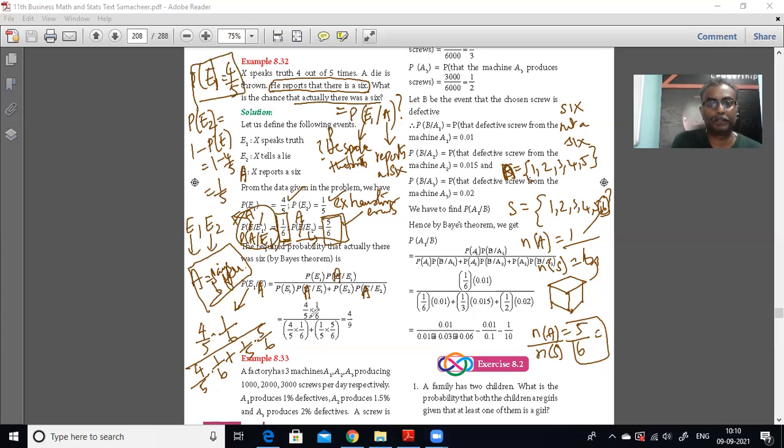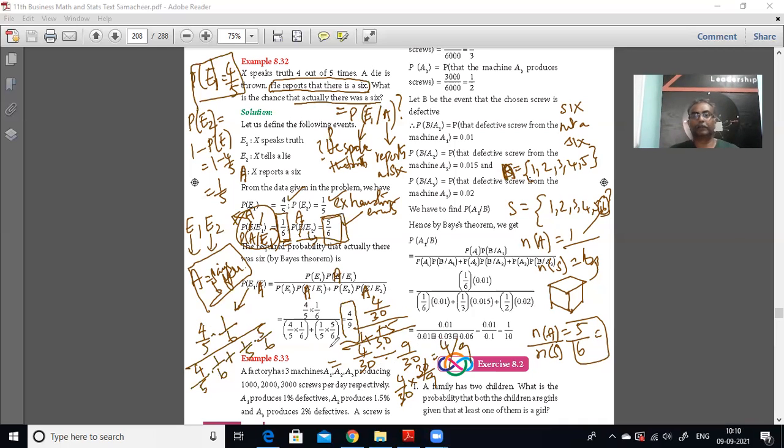Okay. 4 by 5 into 1 by 6 is equal to 4 by 30. Divided by 5 into 6, 5 into 6, that is 4 plus 5. That is equal to 4 by 30 divided by 9 by 30. So 4 by 30 into 30 by 9. You cancel 30, 30, you will get 4 by 9. That is the answer, 4 by 9. You got it. Now let me post this in your WhatsApp.